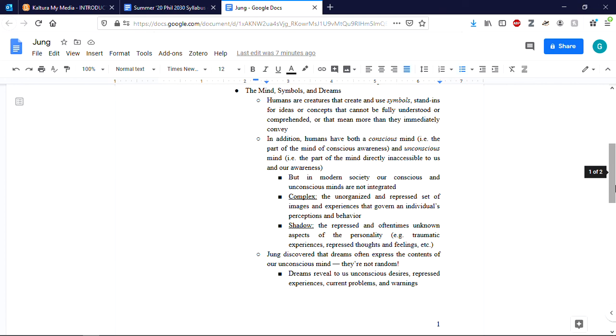Jung thinks this is highly problematic because in order to live a fulfilling life and truly understand what one's desires are and how one understands the world, he thinks that we need to integrate both our conscious and our unconscious minds.